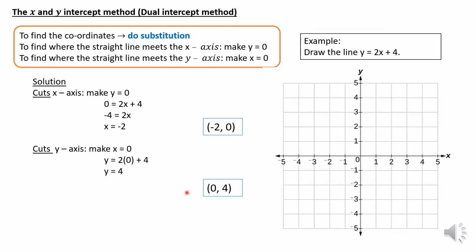So if I was to bring back and I plot, the point negative 2, 0 is here. The point 0, 4, I expect it to be all the way up there. And when I join them, I'm going to get my particular line.